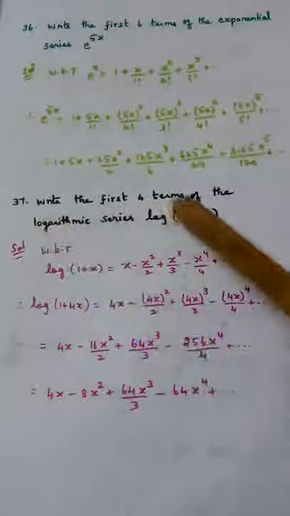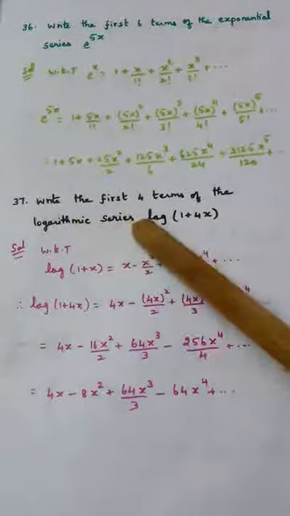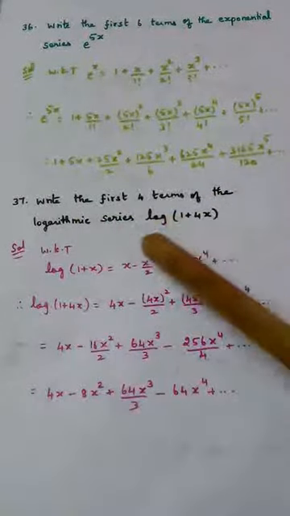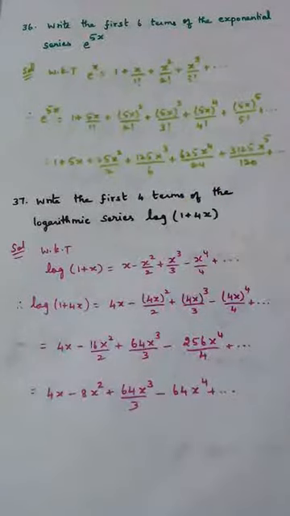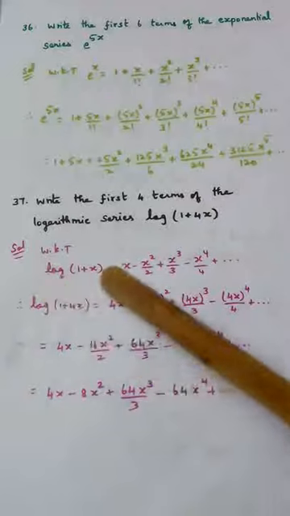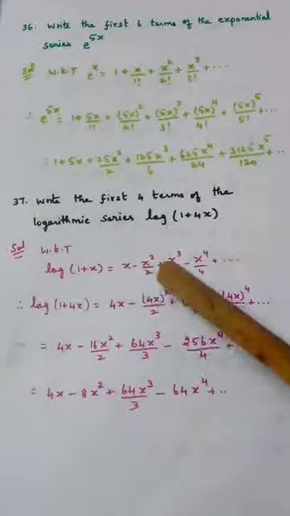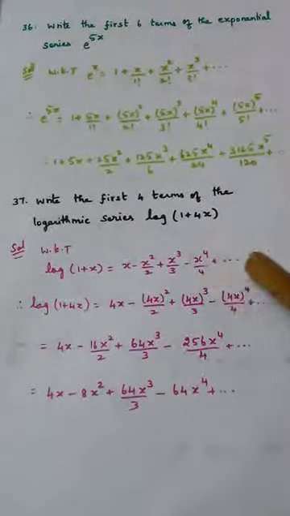Write the first 4 terms of the logarithmic series expansion. So a logarithmic term was given and we are asked to expand it. Log (1 plus 4x). First 4 terms they are asking. So again, as in the case of exponential series, we should know the formula for logarithmic series expansion. Log (1 plus x) can be expanded as x minus x square by 2 plus x cube by 3 minus x power 4 by 4 plus etc.